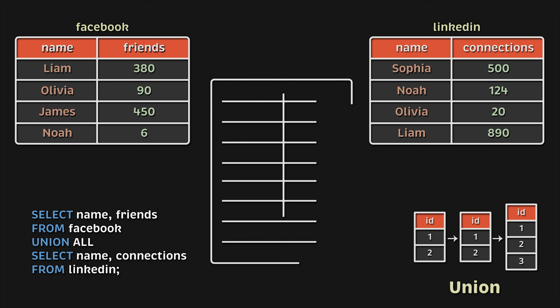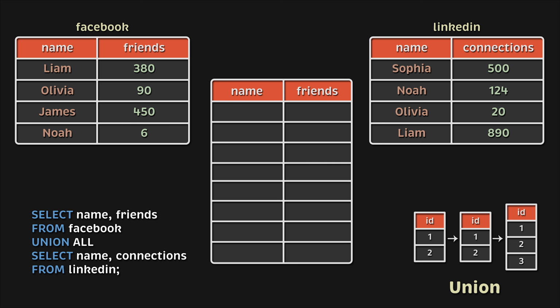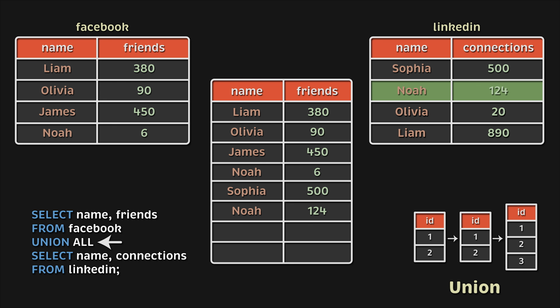Now let's create a master list that would contain all social contacts for each person. Even though the column names differ, friends versus connections, the operation works because the data types, string and integer, match. Also, we use union all to get the complete list of users. Union, on the other hand, removes duplicates. For example, if Olivia would have the same number of friends and connections, the second entry will be removed as a duplicate, but since it's from different social networks, we want to keep it.